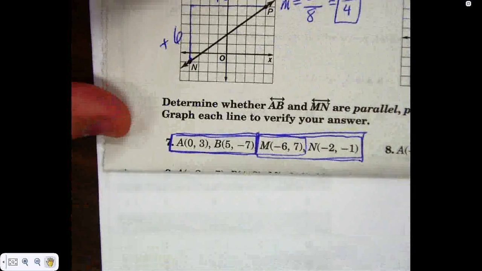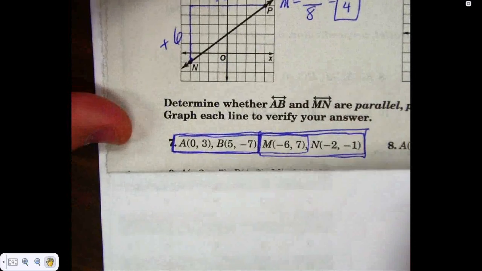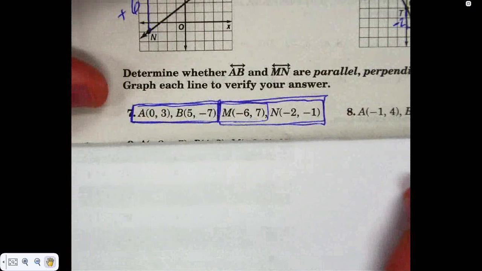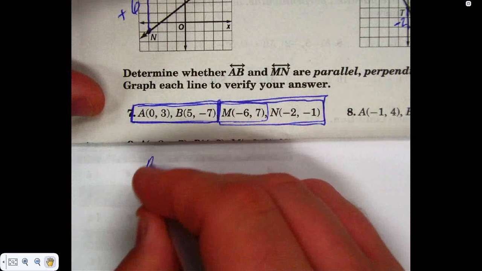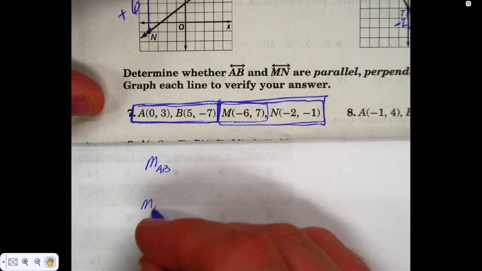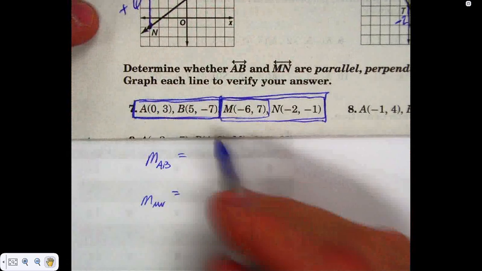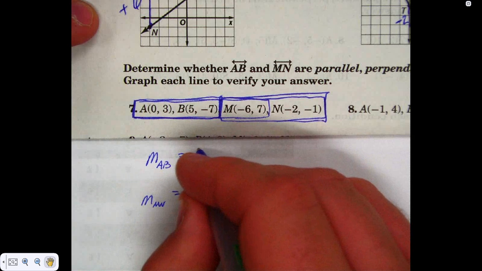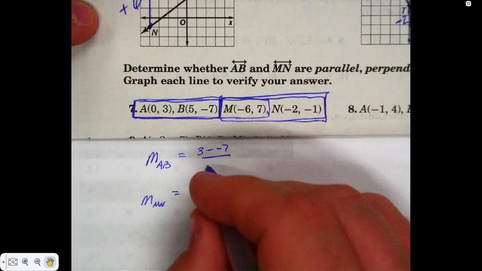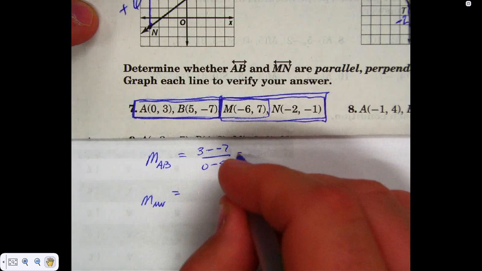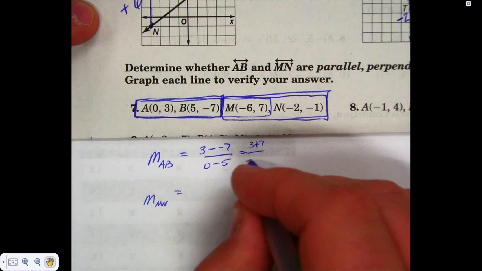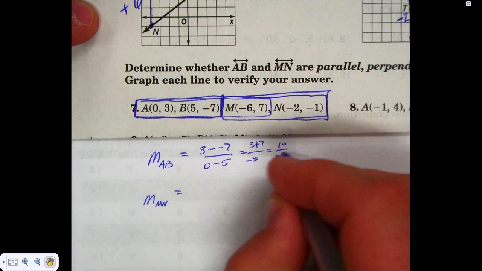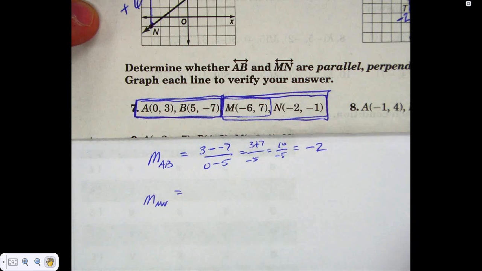So I have a little more room here. So basically, how can we figure out whether they're perpendicular, parallel, or neither? I find their slope. So I need the slope of line AB, and I need the slope of line what? MN. So how are we going to find those given this information? Subtract your y's, subtract your x's. What are my y's for AB? 3 minus -7 over 0 minus 5. This becomes 3 plus 7 over -5. So this becomes 10 over -5, which is a negative what? 2.